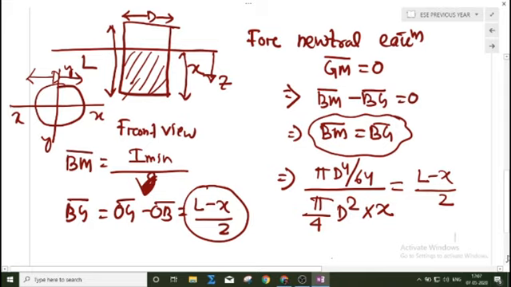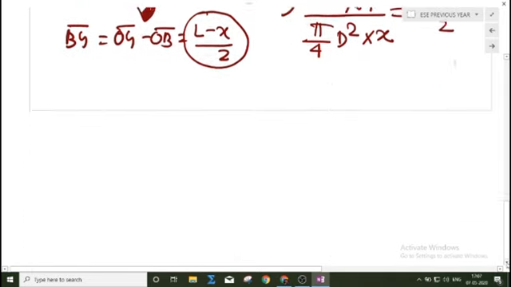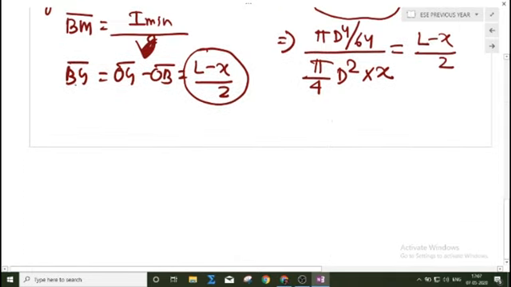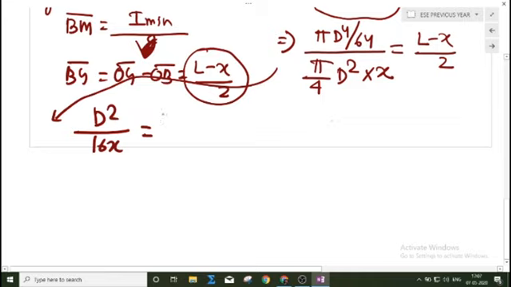Now if you simplify this equation, how much is it coming? Let me write it here. It comes to D square divided by 16X equals L minus X by 2. Let me call this equation 1.